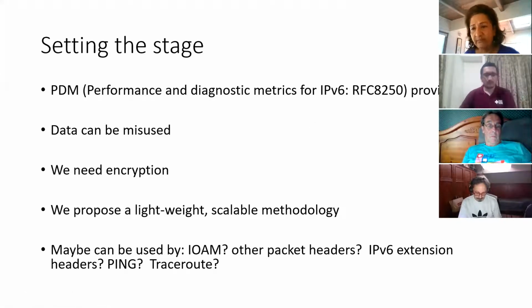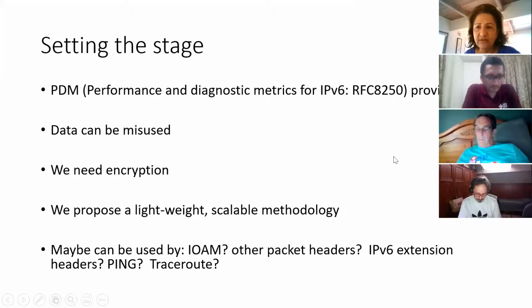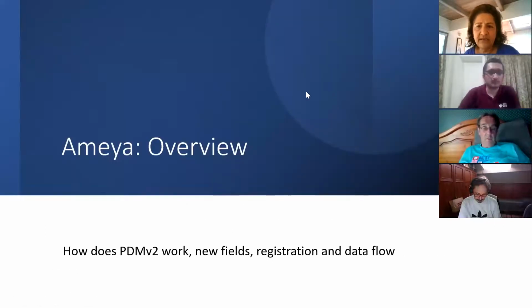And so we're proposing what we believe to be a lightweight and scalable methodology, and the rest of the team will talk about this. Down the road, if this seems like a good idea, then there are a number of other places where it might be appropriate to use something like this: other packet headers, IPv6 extension headers, and so on. Things which are not actually going on a different channel, which people seem to be wanting to do these days, ping, traceroute, whatever. So I'm going to turn it over to Ameya.